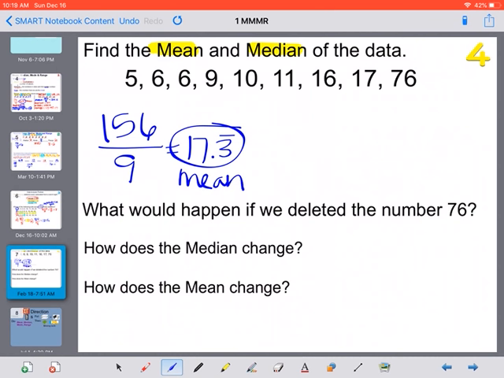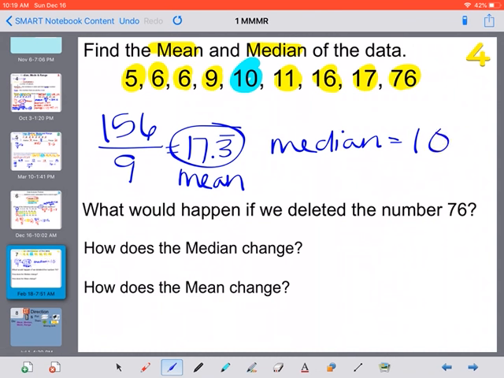And now our median, our number in the middle, well, this is nice because they're already ordered for us. So one on the left, one on the right, 2, 3, 4 numbers on each side. That leaves us with 10 in the middle. So our median in the middle is 10. So now it's asking us to delete the number 76. So if we cross off that number, how does the median change, the number in the middle?